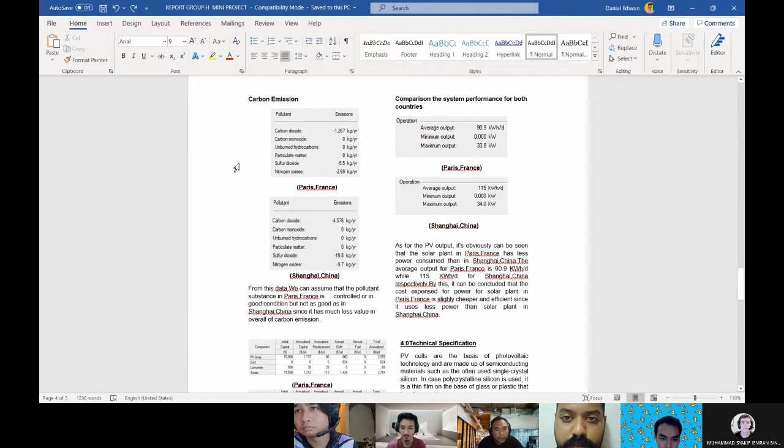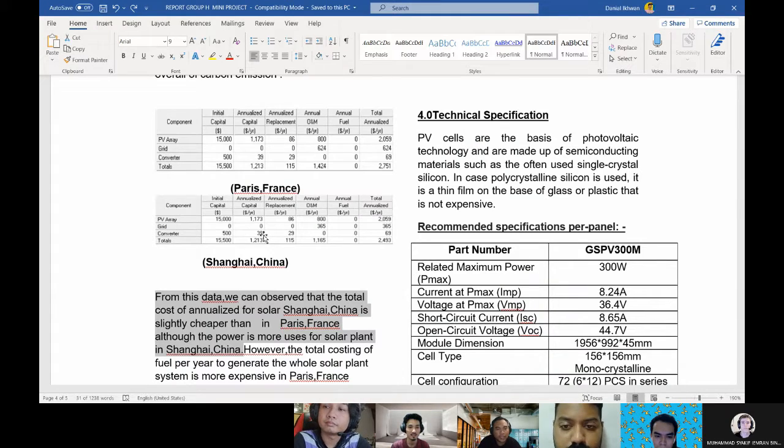From this data, we can assume that the pollutant substance in Paris is controlled or in good condition, but not as good as in Shanghai, since Shanghai has much less value in overall carbon emission. From this data, we can observe that the total annualized cost for solar in Shanghai, China is slightly cheaper than Paris, France, although more power is used for the solar plant in Shanghai, China.